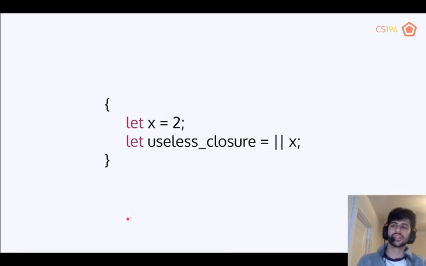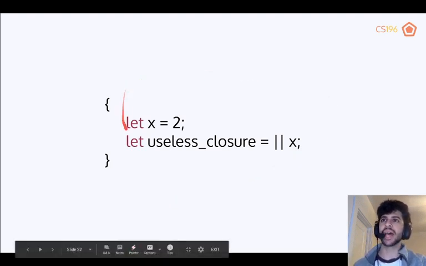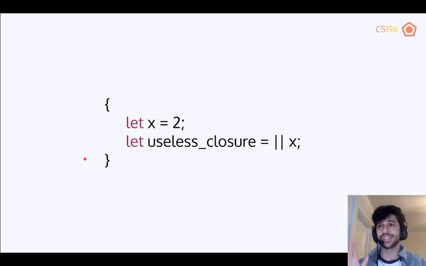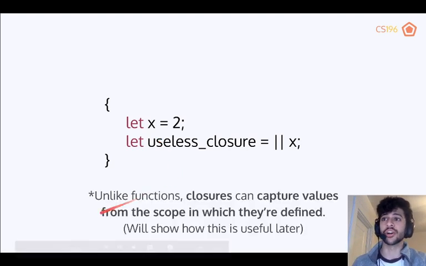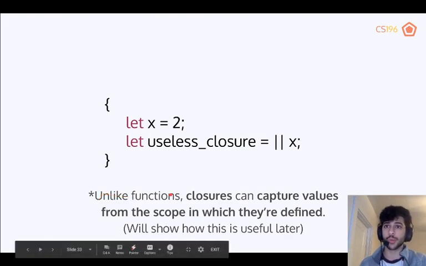Let's continue. So this one is a useless closure, and I'm simply having this here to prove another point that we talked about in the previous slides, where we said that closures can actually capture variables within the scope that it is in. So in other words, here we have x that is defined within this scope here. In this function here, I can actually access this variable because of the properties of closures. We can access variables within the scope that it's defined in. So that's this little note here. Unlike functions, closures can capture values from the scope in which they're defined, and we'll see how this is useful later in the lecture.